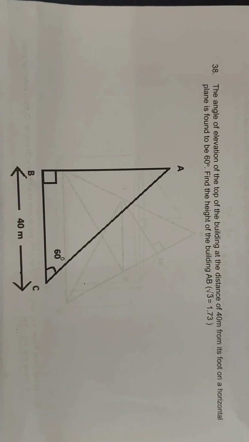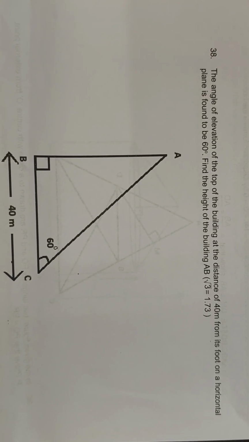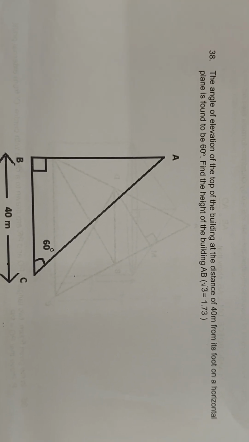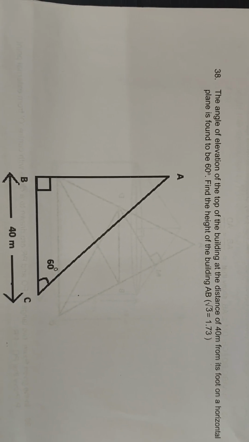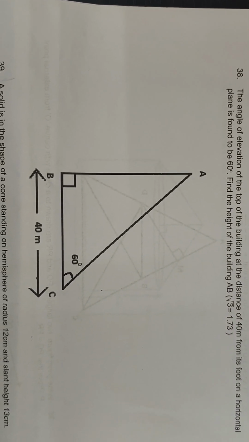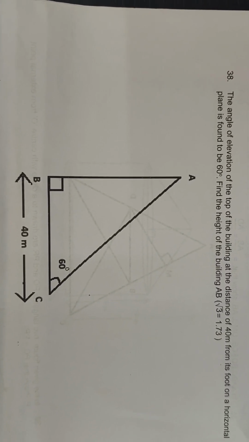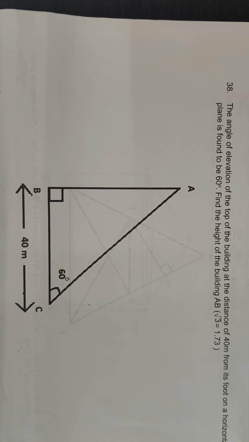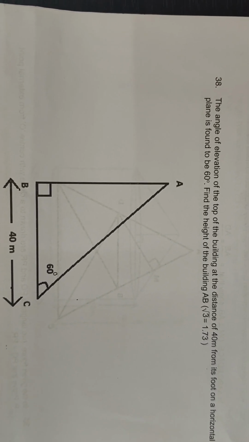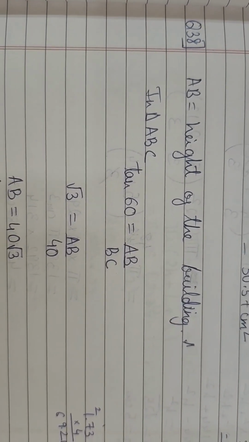The angle of elevation of the top of a building at a height of 40 meter from its foot on a horizontal plane is found to be 60. Find the height of the building. So height of the building will be AB, which is opposite to angle 60. BC is your adjacent side, so opposite upon adjacent will be tan theta, so tan 60.